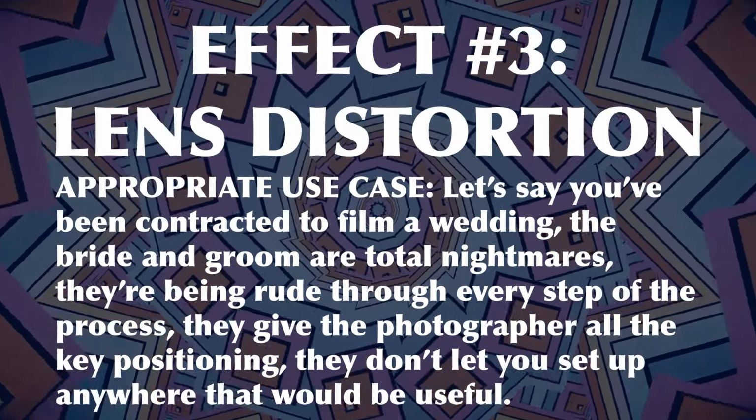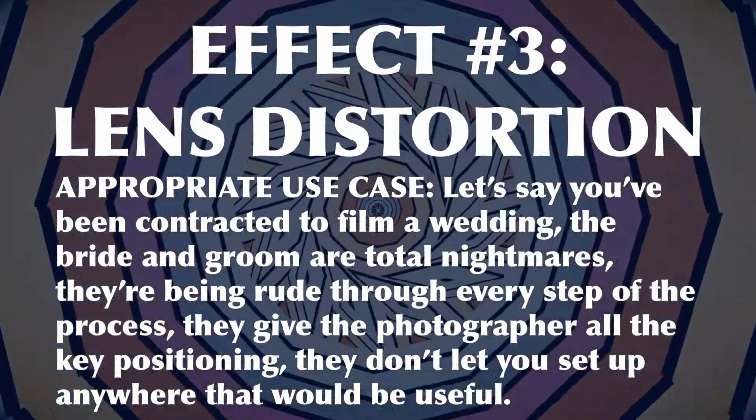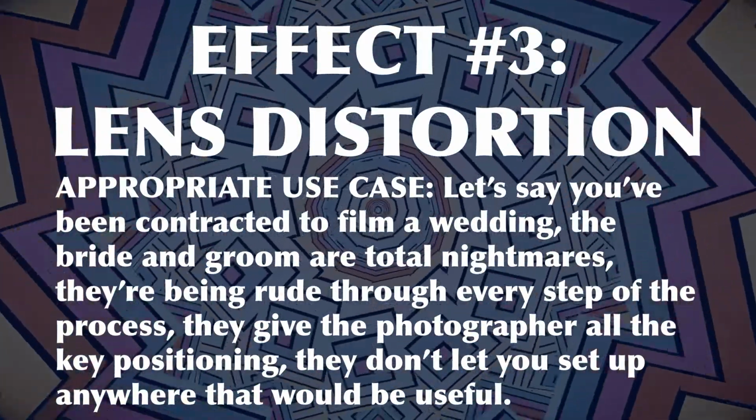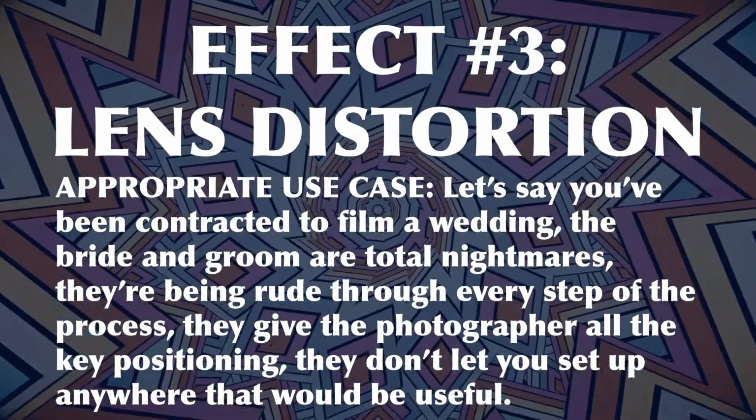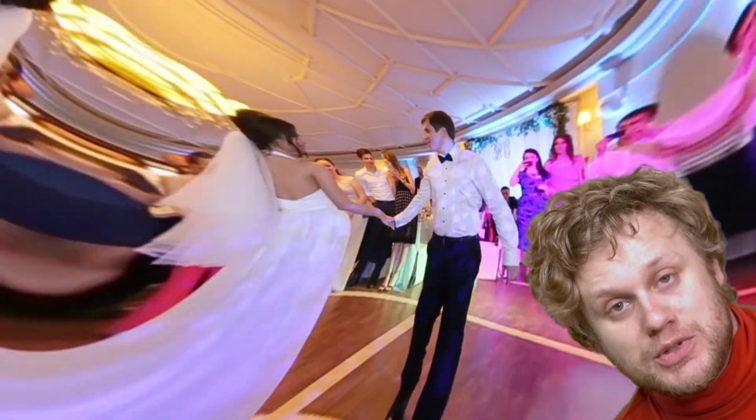Effect number 3. Lens distortion. Appropriate use case. Let's say you've been contracted to film a wedding. The bride and groom are total nightmares. They're being rude through every step of the process. They give the photographer all the key positioning. They don't let you set up anywhere that would be useful. Just apply this effect to about 50 to 60% of the final clips, and then just say you were going for some sort of artsy look and that this is what they agreed to.